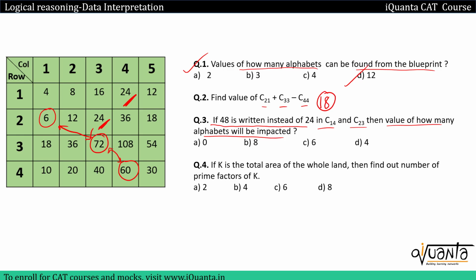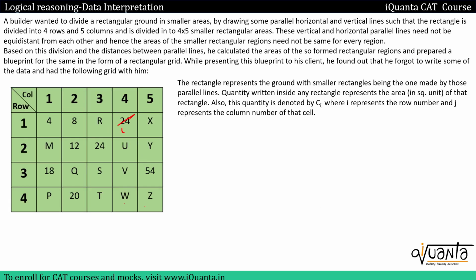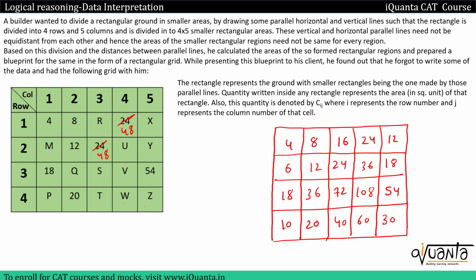Let us go to our original arrangement, the original matrix that was given to us. So now I'll remove 24 from here and 48 will be written. Okay, to compare the values of how many alphabets will be impacted, I need the earlier values, so I'll make a matrix over here in which I'll write down the earlier values. So I've written down the values that we got earlier. Okay, now we'll again try to establish that relation and write down the new set of values.